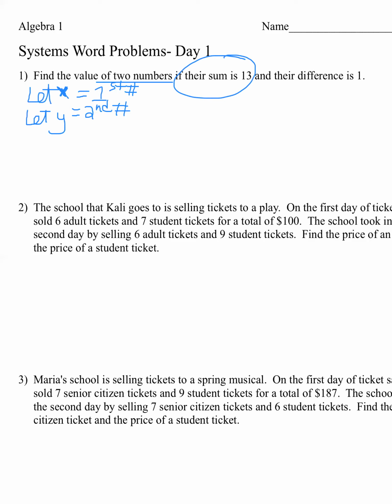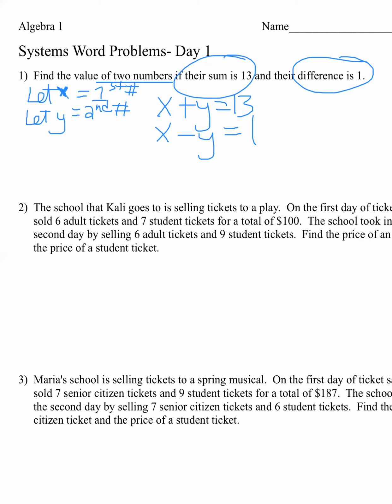And then I have over here, their difference is 1. So what operation was difference? Do you remember? Subtraction. So now I want to take my two numbers and subtract them, and my answer is going to be 1. Okay, so there are my two equations: x minus y equals 1.